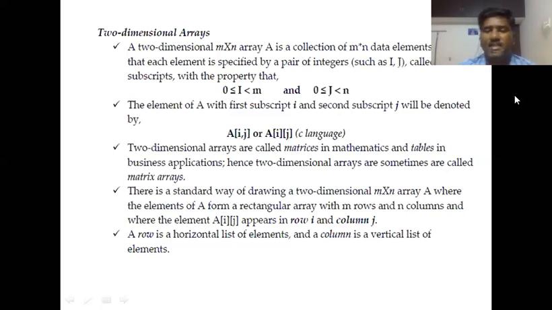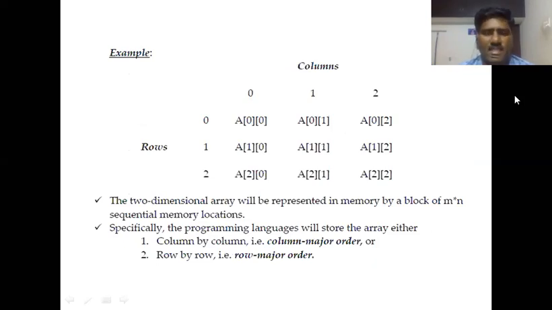Row means horizontal. Okay. So what is lying flat is called a row, and what is standing upright is called a column. So this is called row and column. Okay. So this is the example for row and column. So here we have the 3 cross 3 matrix.